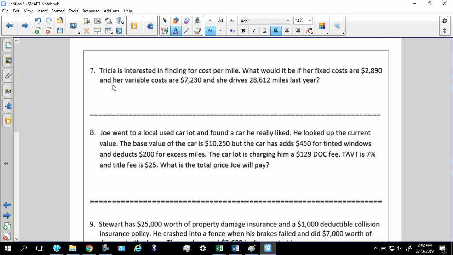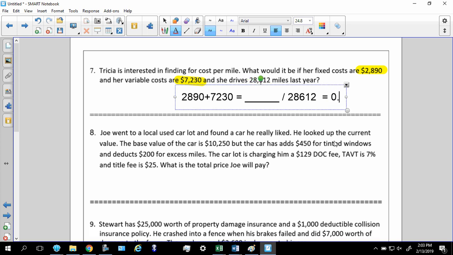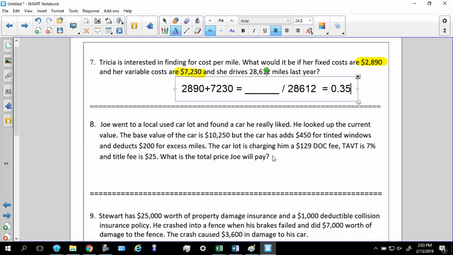Next, Tricia is interested in finding the cost per mile. Again, this is something that we haven't really done in class, so I'm just going to give you the how-to. Her fixed costs are that. Her variable cost is that. We are going to add those two numbers up: 2890 plus 7,230. I'm going to divide that answer by the number of miles, 28,612. If you have more questions, let me know. I'm sure you will, but in the interest of time, there's your answer, 35 cents a mile.